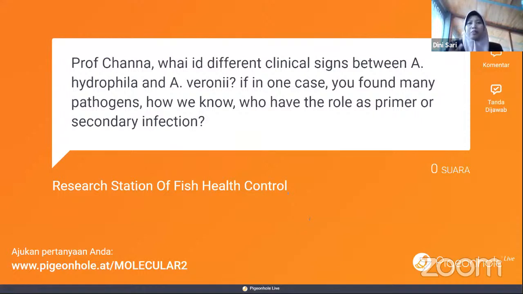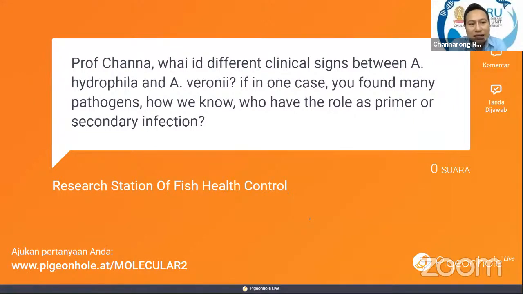Okay. Thank you very much for this question. It's a very good question, and it is a problem for identifying these two bacteria from diseased fish in many countries, since Aeromonas hydrophila and Aeromonas veronii are very closely related. It's very difficult using conventional techniques. This is one of the cases where it is very difficult to use conventional techniques. You may have to use a molecular technique to identify it.